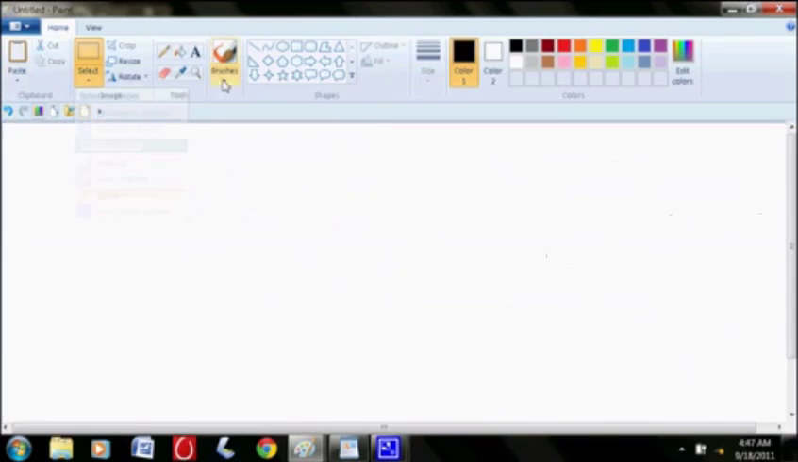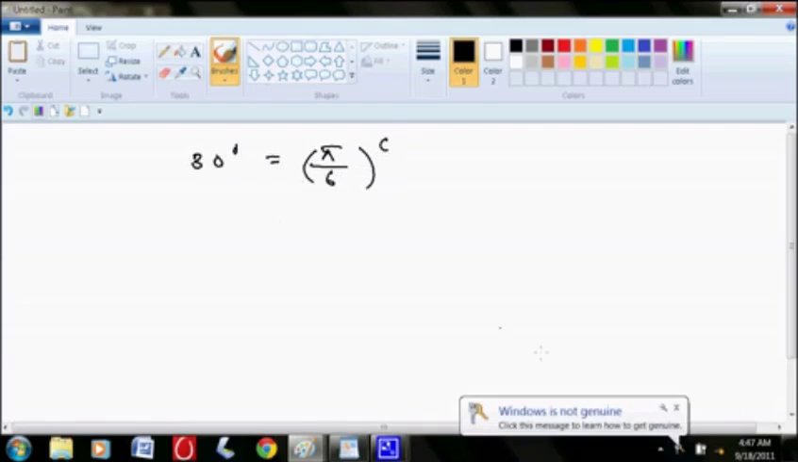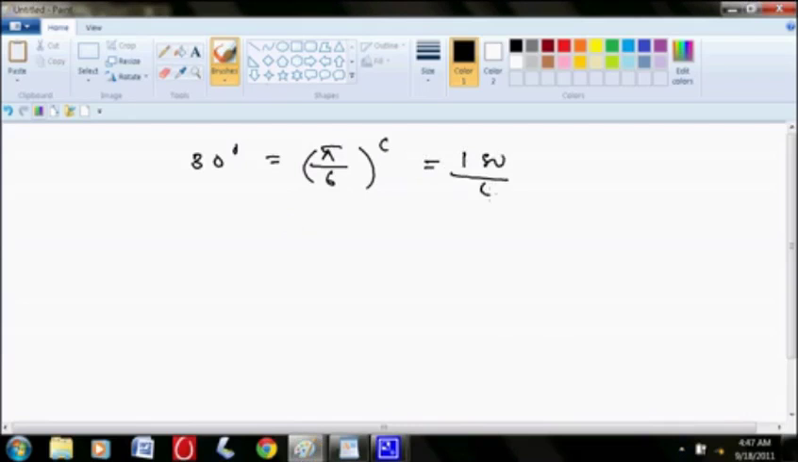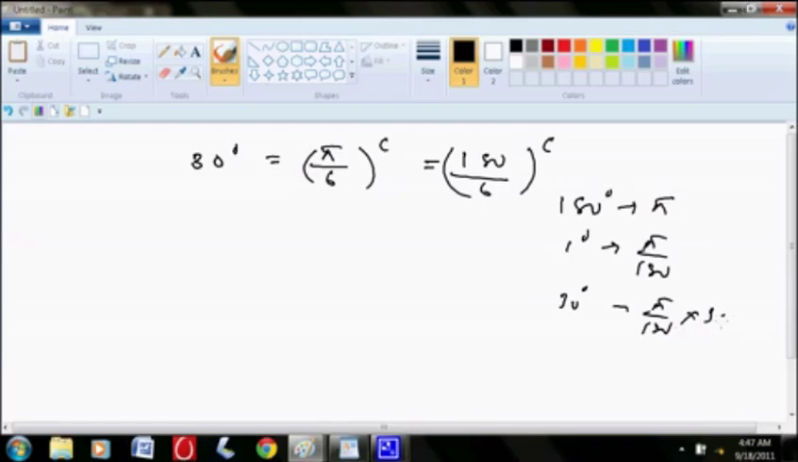So the most common ones are 30 degrees, which is pi by 6 radian. How is it? Because 30 degree is nothing but 180 by 6. So this much radian. Or in other words, 180 degree is pi radian, 1 degree is pi by 180 radian, 30 degree is pi by 180 into 30. So this is pi by 6 radian.